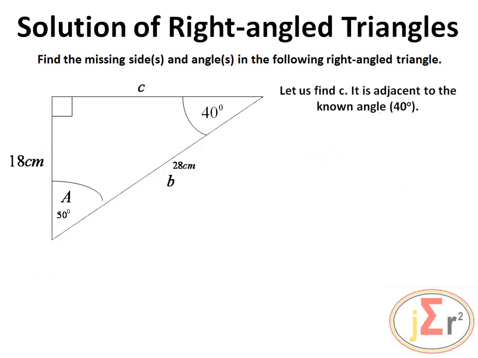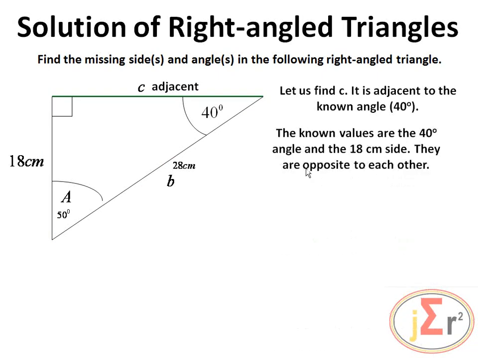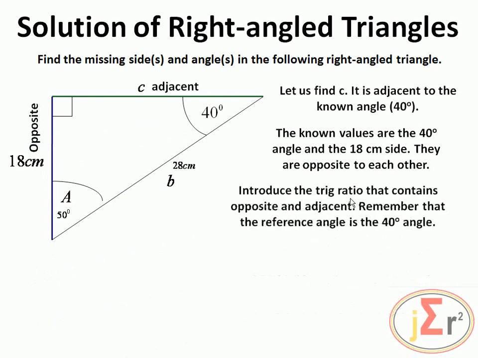Let us find C. It is adjacent to the known angle. So C, the angle that is known right here, C is adjacent to it. And of course, the known values are the 40 degrees angle and the 18 centimeter side. The 18 centimeter side is opposite to this angle, and C is adjacent. Therefore, we are looking at opposite and adjacent. So we're going to introduce the trig ratio that contains opposite and adjacent.